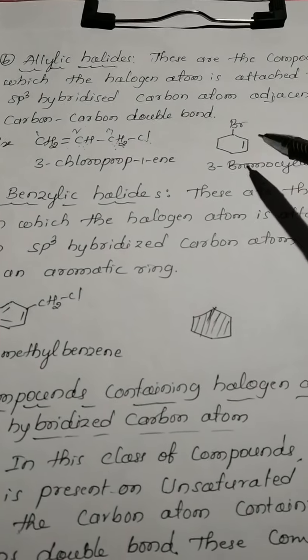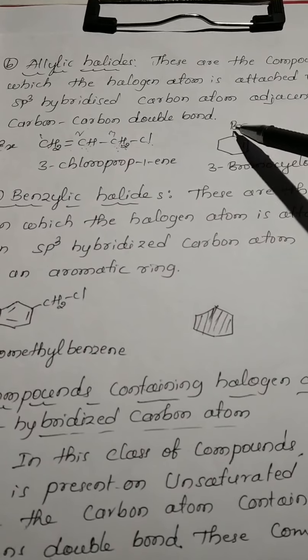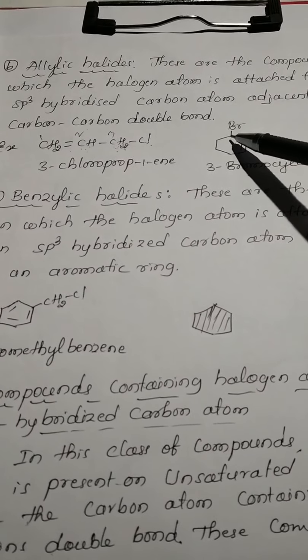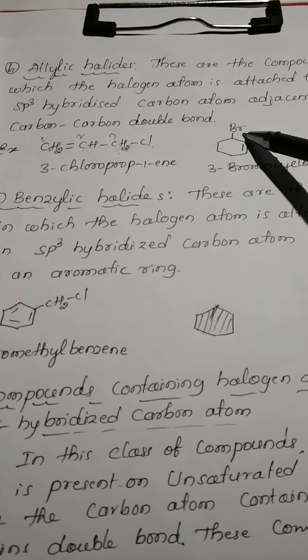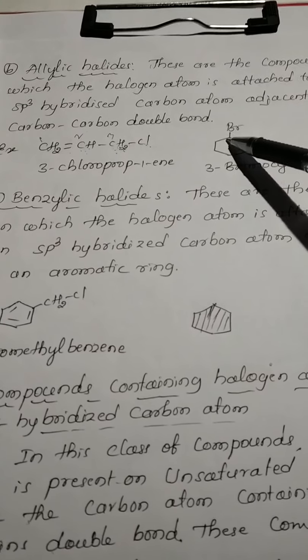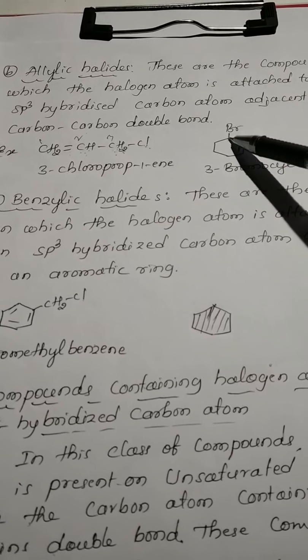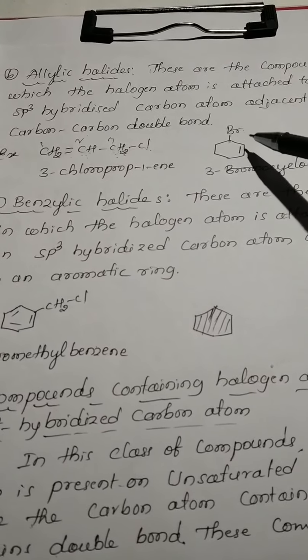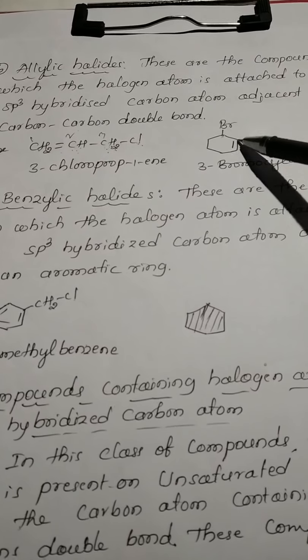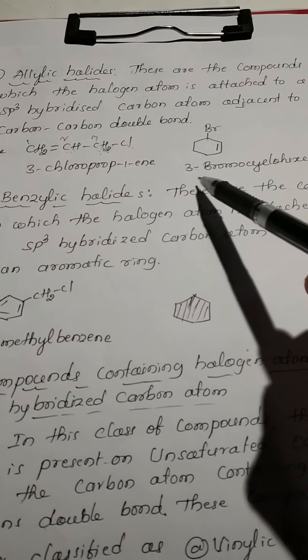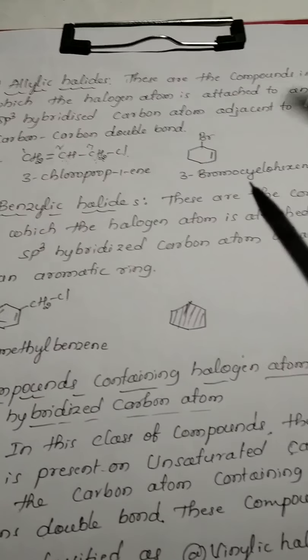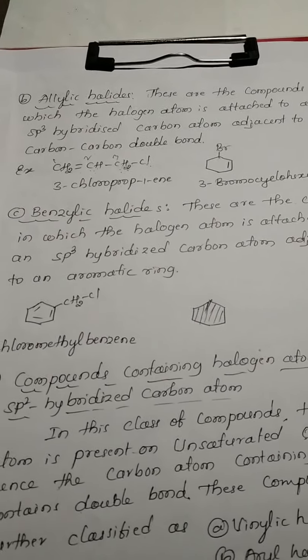And it is also an example for allylic halide because see here, the halogen atom is attached to the sp3 hybridized carbon atom, means it doesn't contain any double bond, only a single bond is there, hence it is called an sp3 hybridized carbon atom which is present adjacent to the carbon containing double bond. The name of this compound is 3-bromocyclohexene. It is an example for allylic halide.